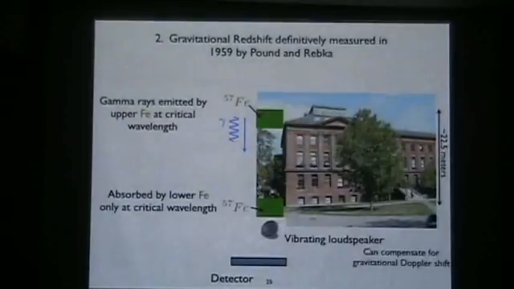So the second I want to talk about is the gravitational redshift, or the fact that gravity changes the frequency of electromagnetic radiation. And this is just an amazing experiment.